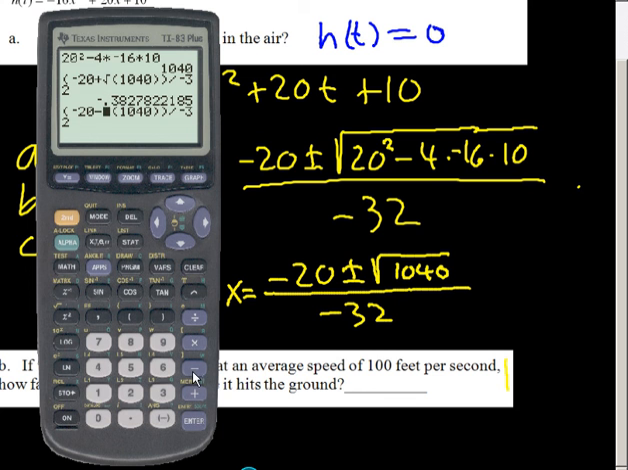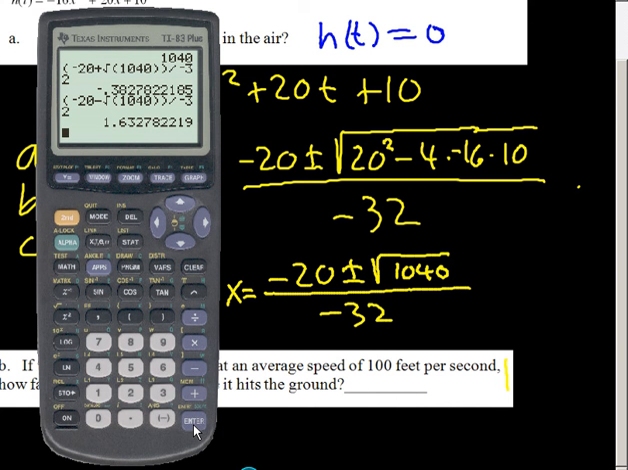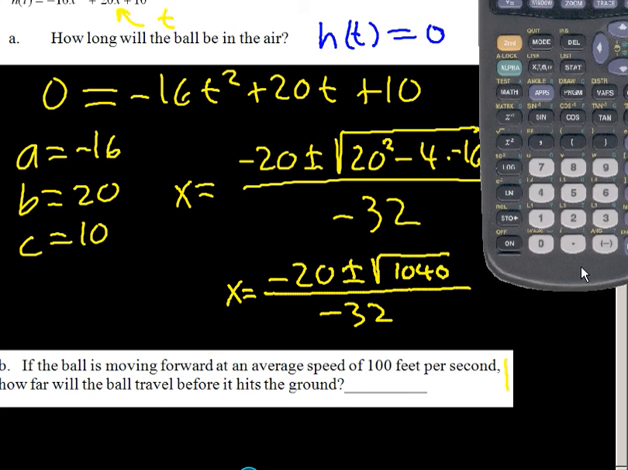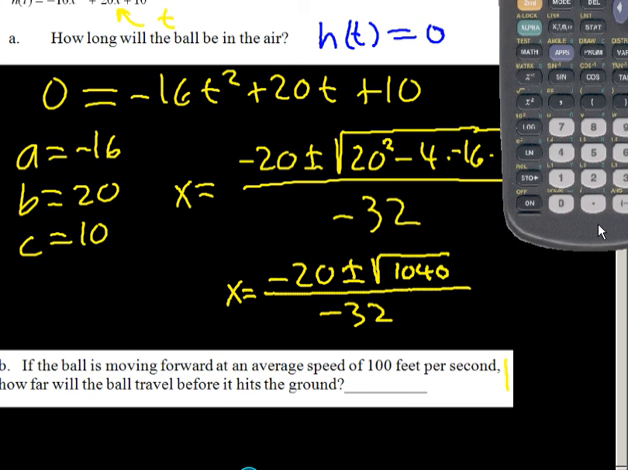1.63 seconds. Okay, and so how long was the ball in the air? The ball is in the air 1.63 seconds.